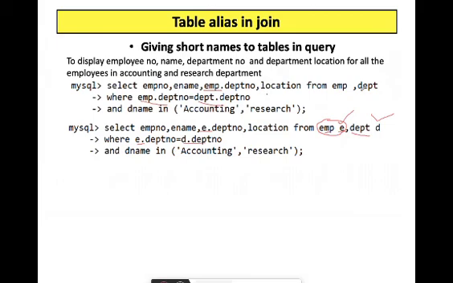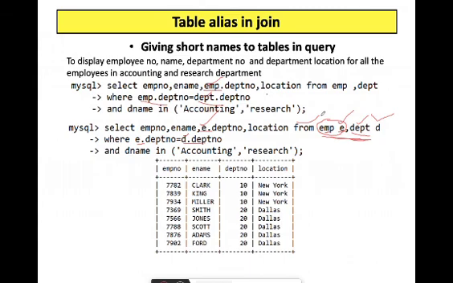We are writing a short name. Instead of using the complete emp, which we used in this query, we have written E here, and instead of using the complete dept, we have written D here. I hope it is clear how the table alias works. You will write the table alias here in the from clause. The output remains the same. So this is all about table alias.